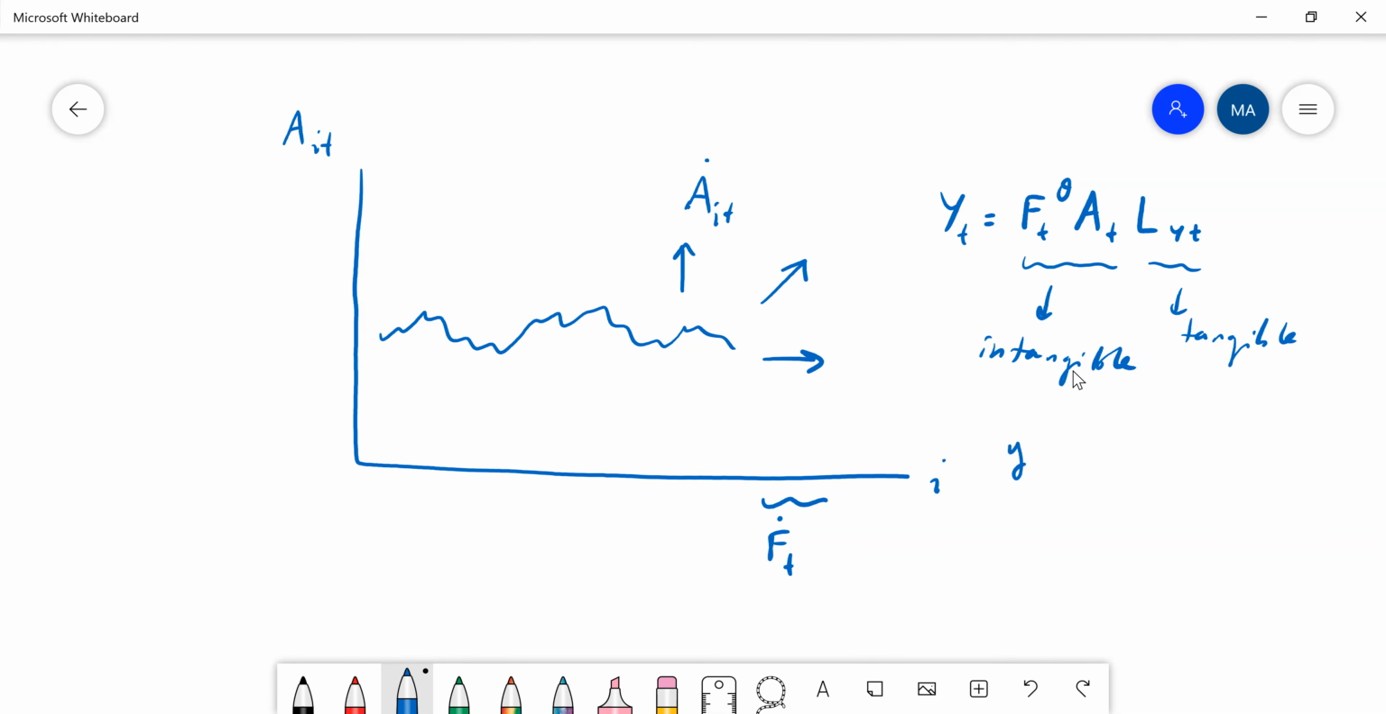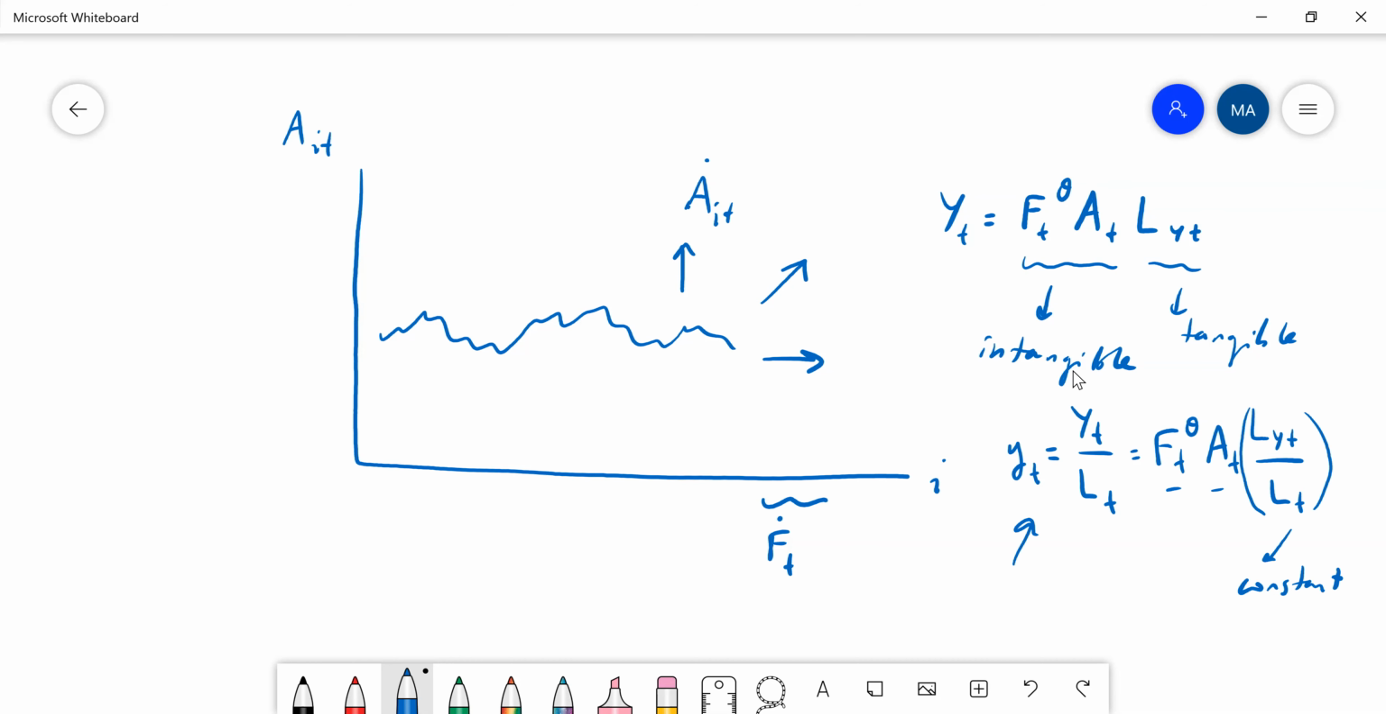If you want to define per worker GDP, you have F_T^θ, A_T, and L_YT over L_T. Obviously, this must go to a constant. And if these two things are growing, then we have growth in GDP per capita.